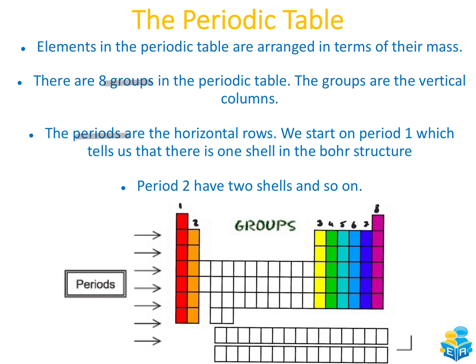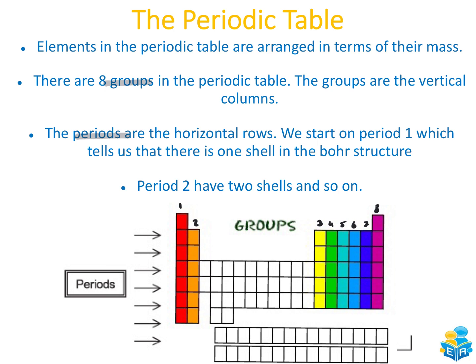Okay, so they're the groups. The groups are the vertical columns. Okay, so they're going down. That's group 1, group 2, group 3, group 4, group 5, group 6, group 7, and group 8. The periods are the horizontal rows, so they're the lines going across. Okay, so period 1, period 2, period 3, period 4, period 5, period 6, and so on.